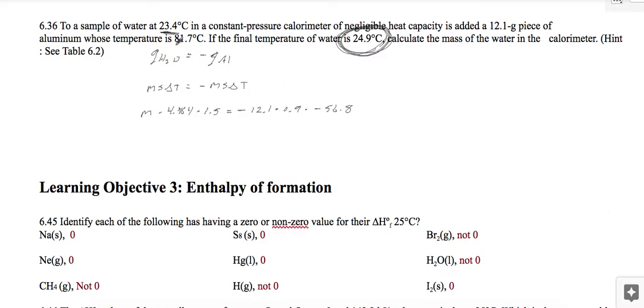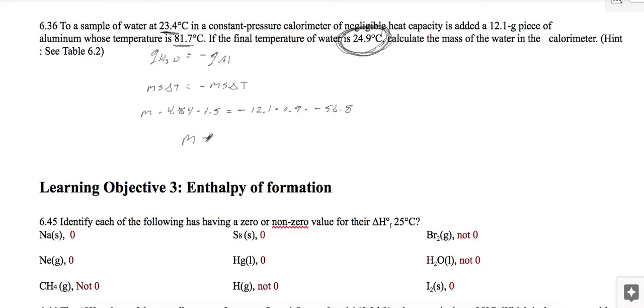The initial temperature of the aluminum is 81.7, but it doesn't ever tell us what the final temperature of the aluminum is. We make the assumption that all of the energy has been transferred from the aluminum to the water. If that's the case, then the final temperature of the aluminum is also 24.9. So we can take 24.9 minus 81.7, we get negative 56.8.